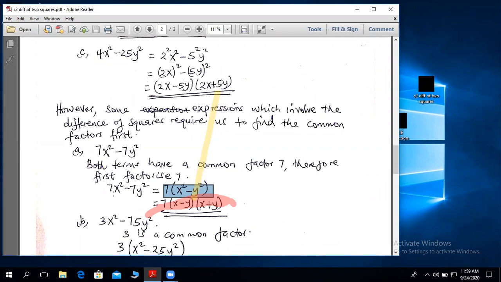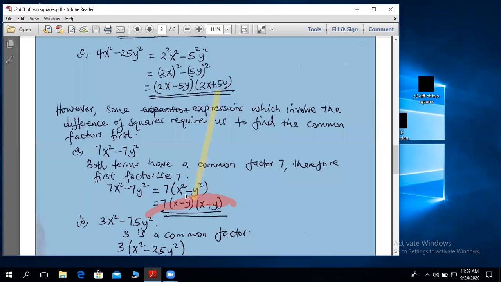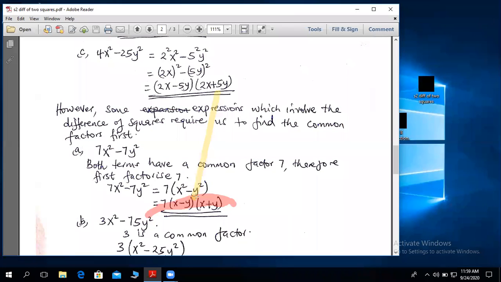When you see a term that is here and it is also here, you bring it outside the bracket. Or a term that can be divided here and it can also be divided there, you bring it outside the bracket. So when I bring 7 outside the bracket, what I remain with in the bracket is now a difference of 2 squares. The numbers that are squared are x and y, and I'm subtracting them. So the answer is going to be, their sum is x plus y, multiplied by their difference, which is x minus y.